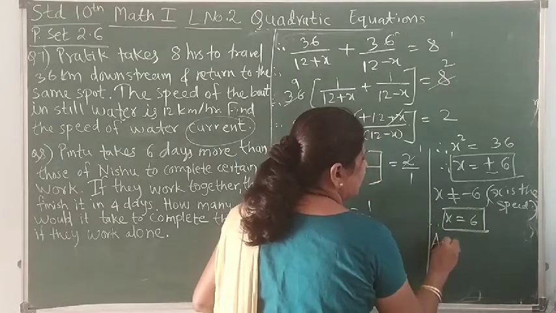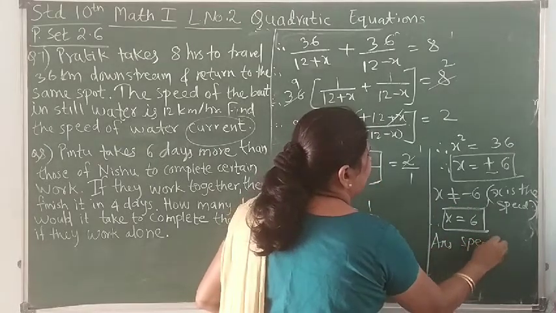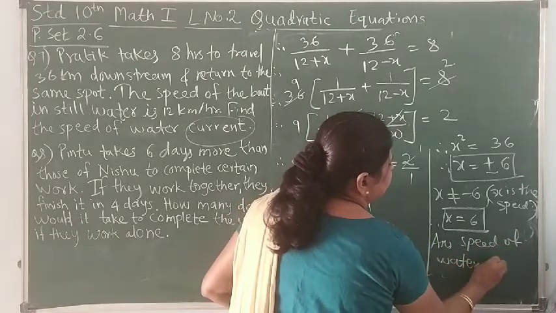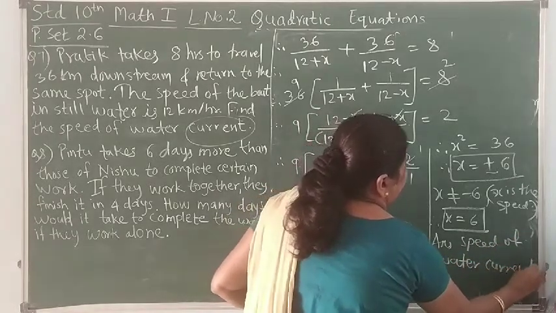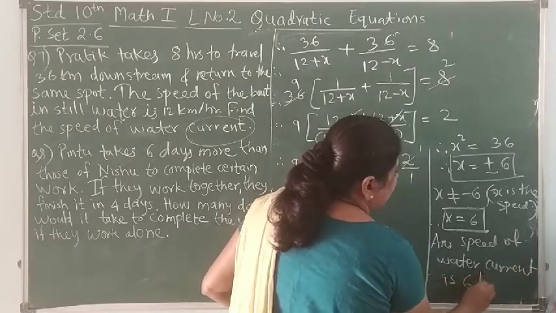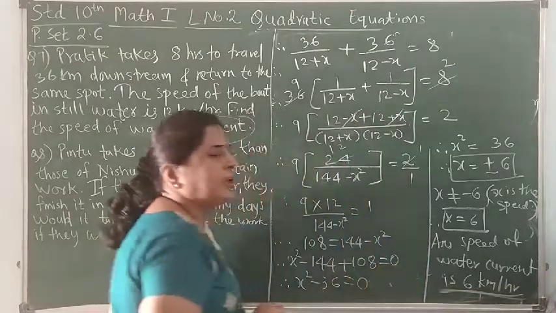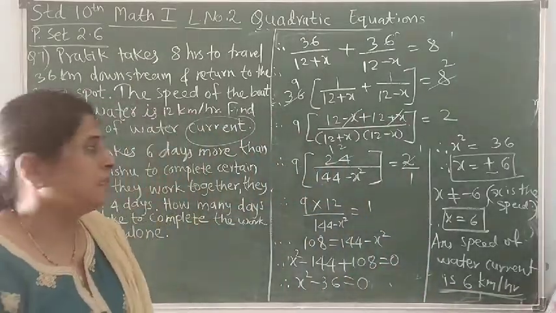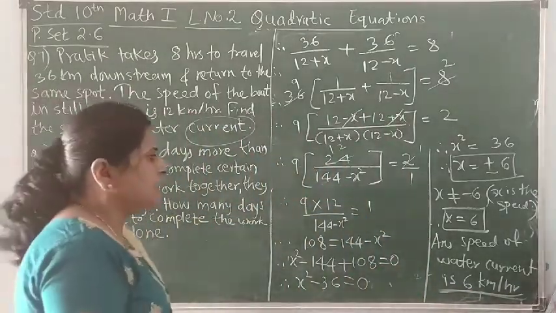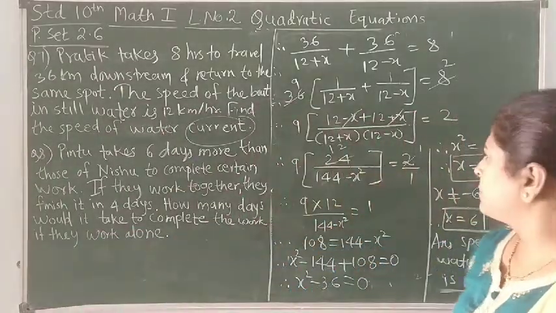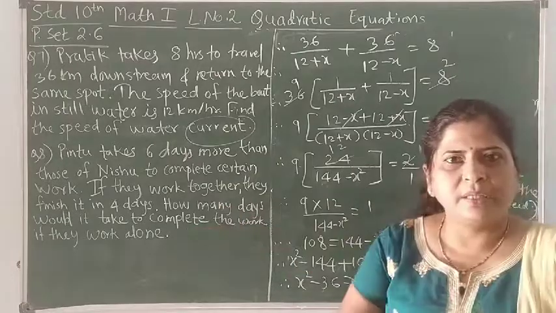So what is the answer? Therefore your answer is the speed of the water current is 6 kilometers per hour. Do not forget to write the unit wherever it is required. So in this way we have solved question number 7. We will see the next sum, number 8, in the next video.